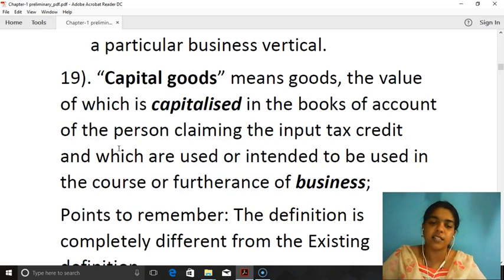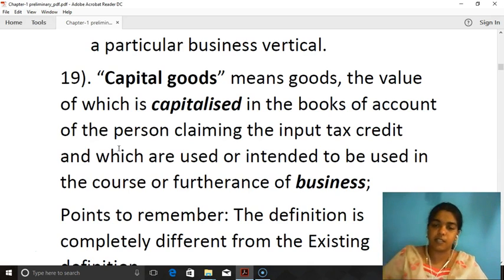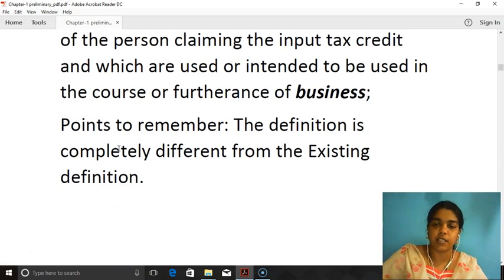And the next condition is that they should be used or intended to be used in the course or furtherance of business. That is, the capital good should be used for the purpose of business, and even if it is not used, there should be an intention to use it in the business. So the first point is the capital goods criteria: the value should be capitalized in the books of account of the person who is claiming the input tax credit, ITC. Second, it must be used in the course or furtherance of business. And these two conditions are sufficient to call it capital goods under GST.